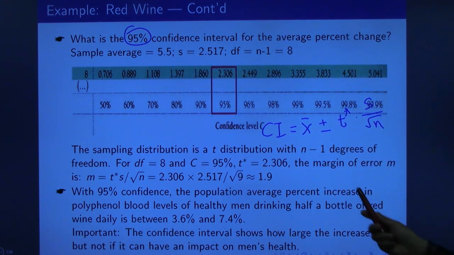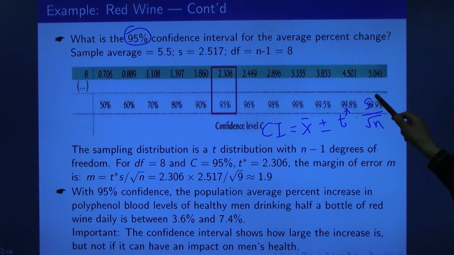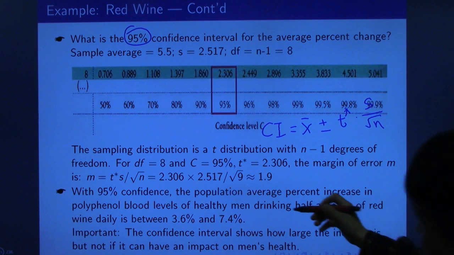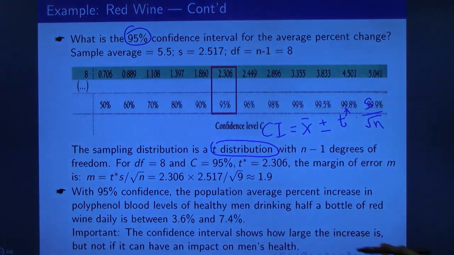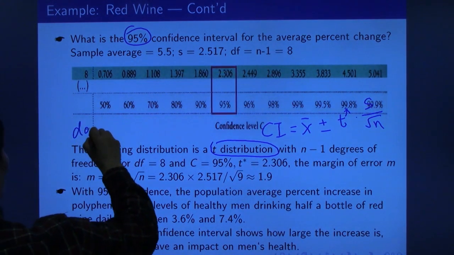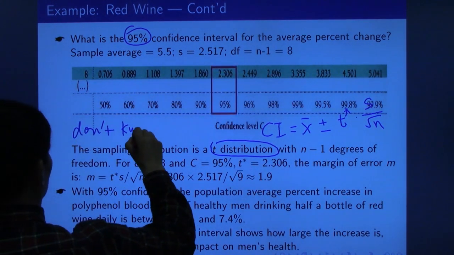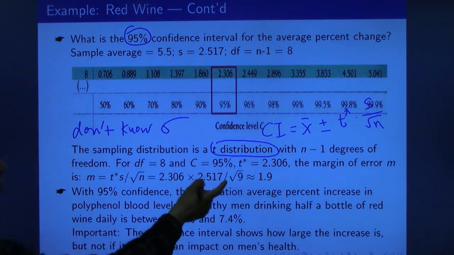So we need to calculate the x bar, find the t star, calculate the s, and we are given n. We know this is a t distribution. This is important. Why is this a t distribution? Because we don't know the sigma. We don't know the sigma, so this must be a t distribution.